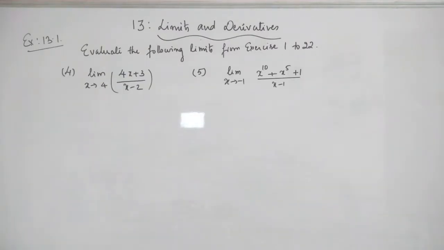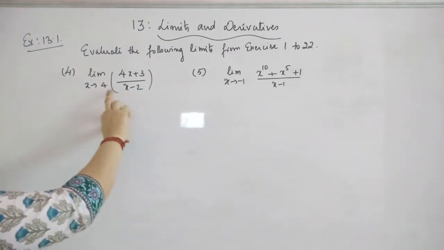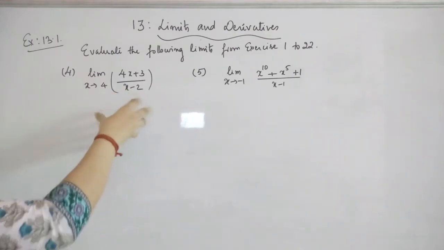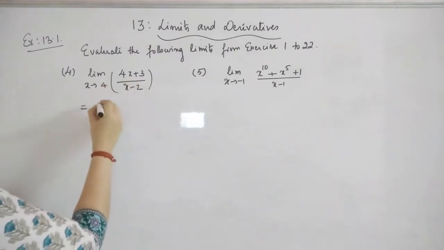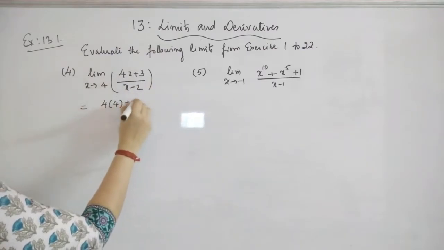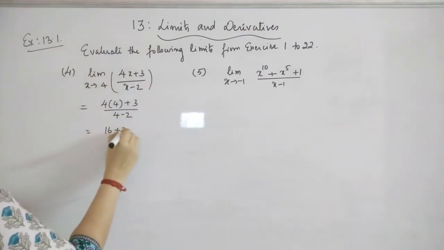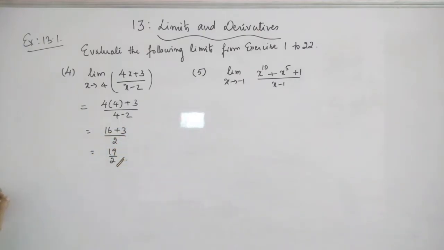Fourth one is limit x tends to 4 of x plus 3 by x minus 2. Here again you can just see that if x is replaced with 4 in the denominator, it is not giving you any 0 in the denominator, so you can just directly substitute the value. So you will get 4 plus 3 divided by 4 minus 2, which is 7 by 2 is the answer.